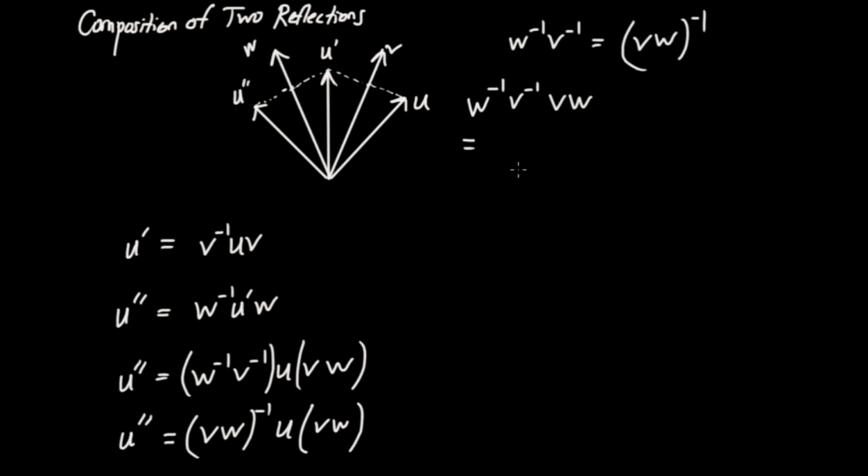And let me do this computation. So what's v inverse times v? That's 1. So now I have w inverse times w. What's that equal to? That's equal to 1. So that serves as a left inverse. Now let me make sure it serves as a right inverse as well. So I get vw times w inverse times v inverse. What's w times w inverse? That's equal to 1. So this is equal to v inverse times v, and that's equal to 1. So this statement is true.